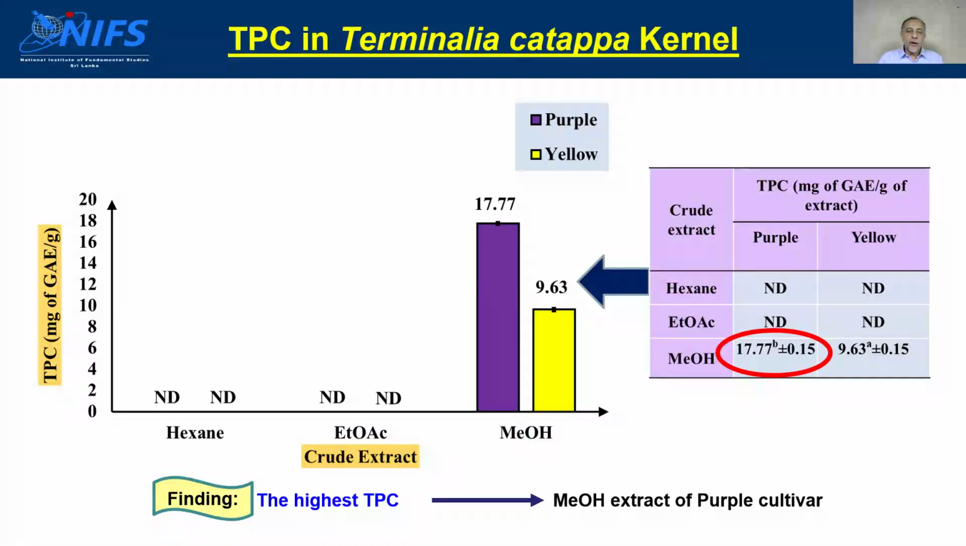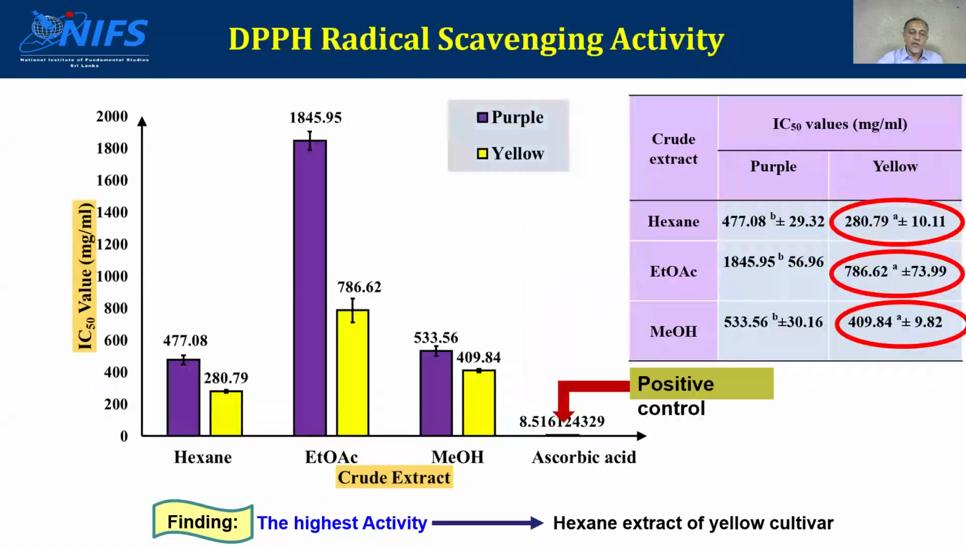So after taking the crude extracts through the sequential extraction of the seed kernel, we found out the highest TPC, total phenolic content, was found in the methanolic extract of the purple cultivar. The highest DPPH activity was detected in the hexane extract of the yellow cultivar. Here we used ascorbic acid as the control.